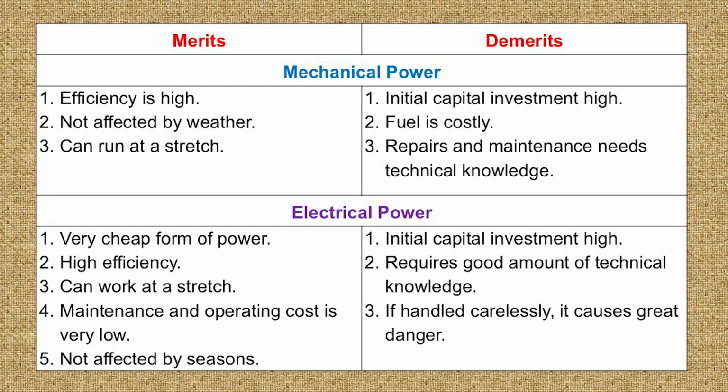And under the demerits, the mechanical power demerits are like the high initial investment, so you need to invest more. For a tractor with a power rating of about 45 HP, you need to pay at least 10 lakhs for the engine itself. So that's how it is more investment intensive.